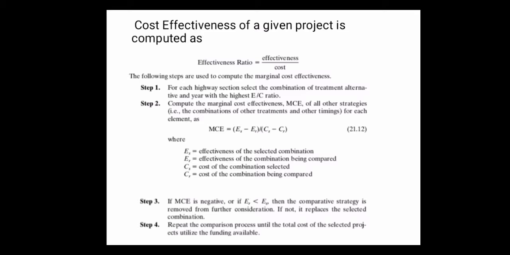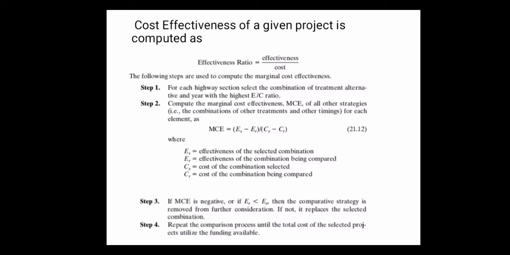The cost of the maintenance or rehabilitation project includes the cost of materials and construction on an in-place quantity basis, such as dollars per mile. And user costs include delays and additional vehicle operating costs incurred during construction. Cost effectiveness of a given project is computed as effectiveness ratio equals effectiveness divided by its cost.